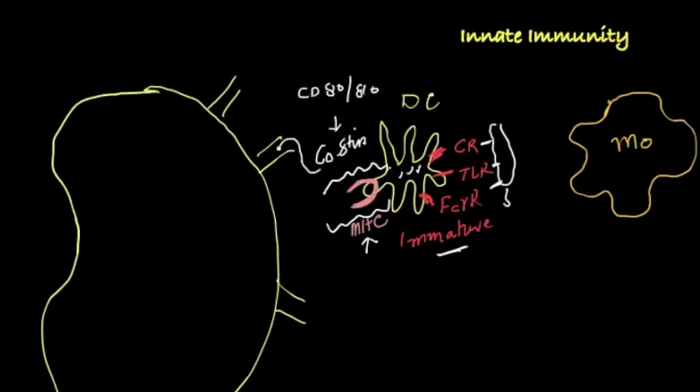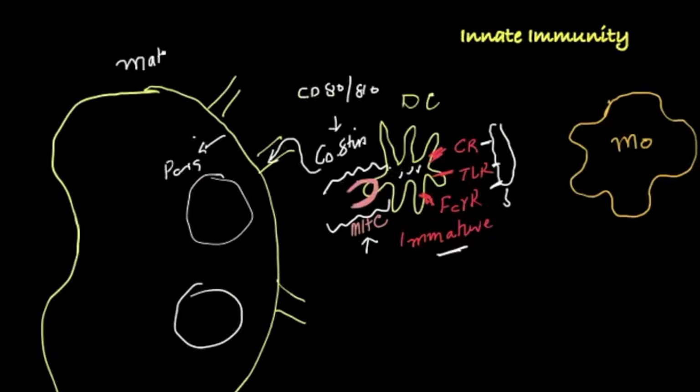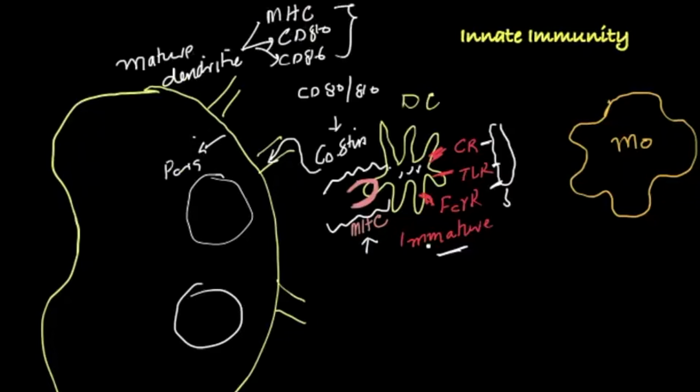And they will move towards these afferent lymphatics and go to the lymph nodes. So these are the follicles, and they will come here in the parafollicular region. By the time they reach the lymph nodes, now they are called mature dendritic cells. On mature dendritic cells, they have got MHC expression, and they have got CD80 and CD86. These are the receptors that make it mature.